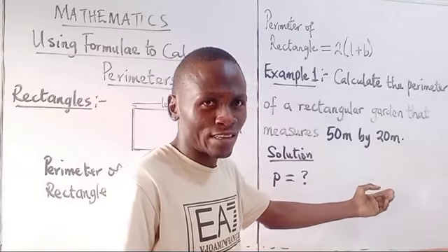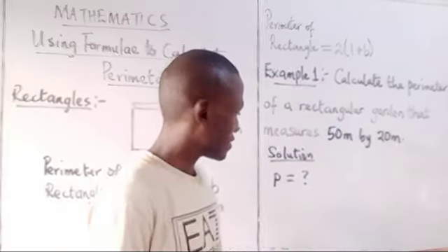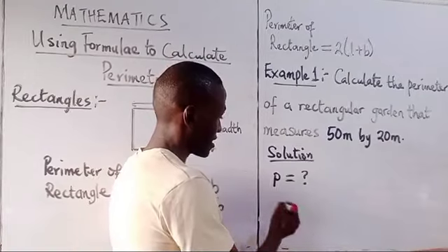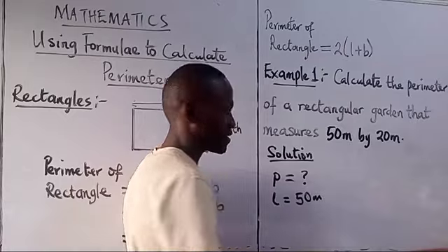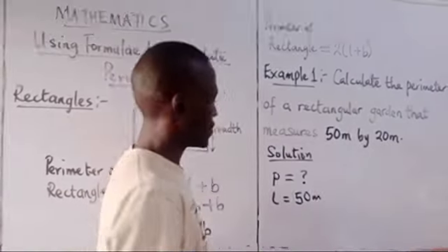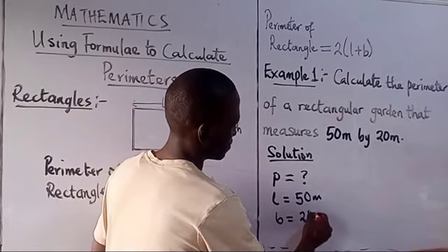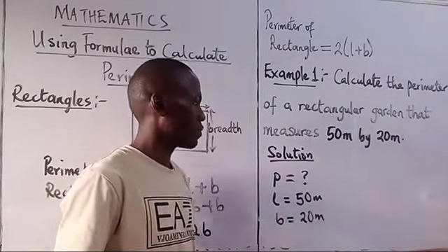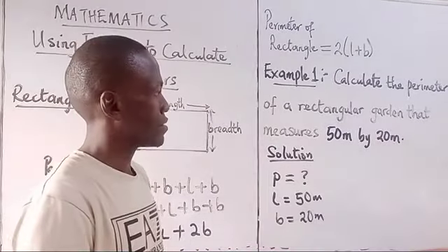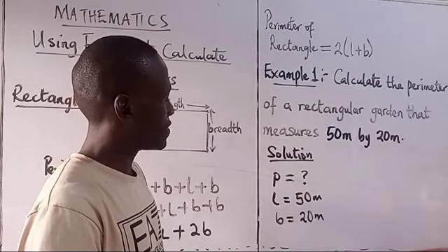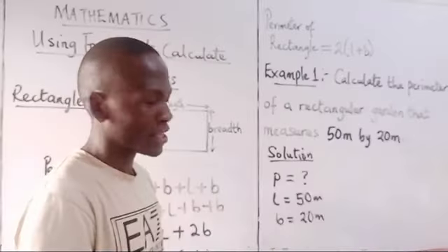From what I said earlier, the bigger value is our length, and that is 50 meters. So we are going to write length is 50 meters, and the smaller value is the breadth, right? B equals 20 meters. Now, if we have this the way it is, what can we say about solving the perimeter?